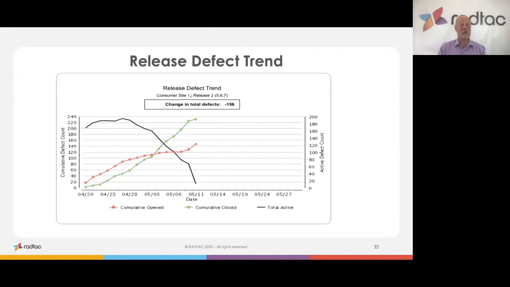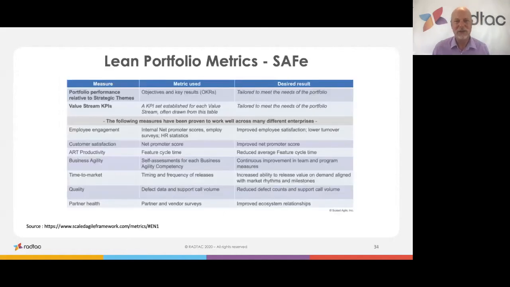So release defect trend is a really good thing to look at, well, at all levels, but certainly at the release level. SAFe, Scaled Agile Framework. We looked at different scaling frameworks in webinar 7 or 8, I think it was, if I remember rightly. So if you want to see different scaling frameworks, have a look at that webinar that's on the RadTac YouTube channel.